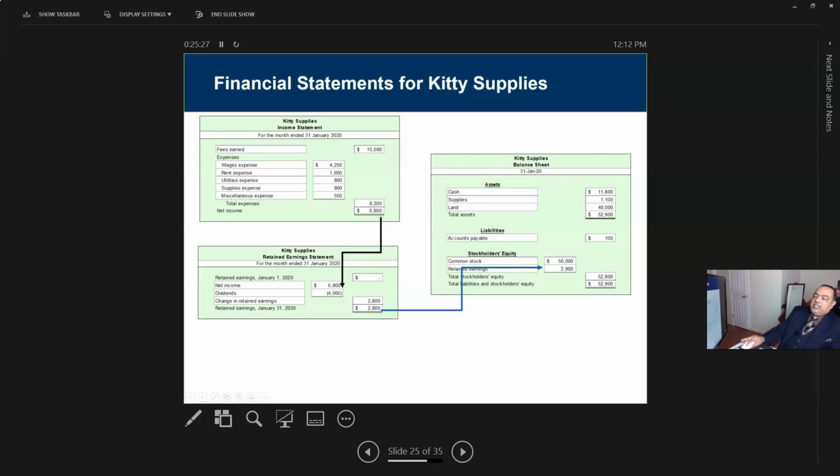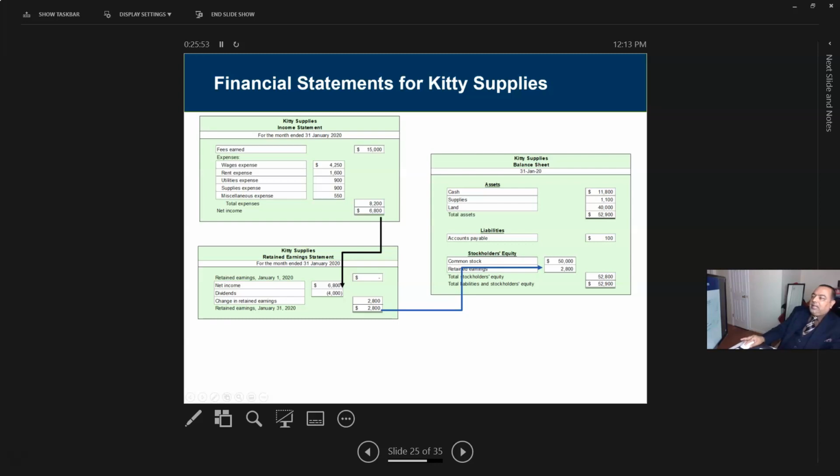That 6,800, we bring it down to the retained earnings statement. Now, retained earnings didn't have a balance, and we had a dividend of 4,000. So then we had a net change in retained earnings of 2,800. 0 plus 2,800 will give you again 2,800 as the ending balance for retained earnings.